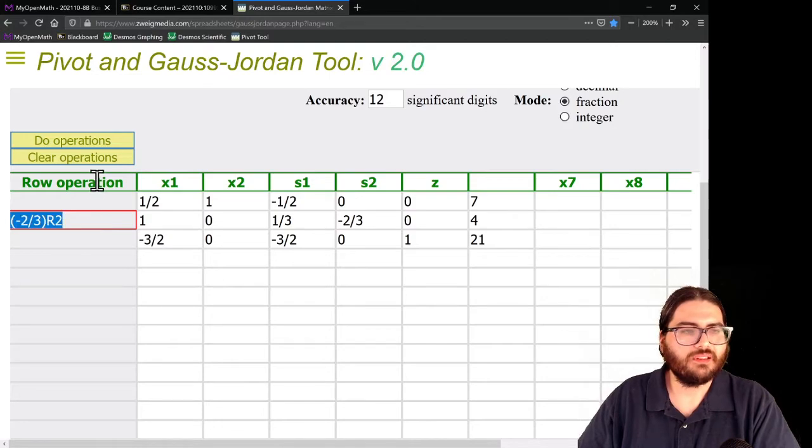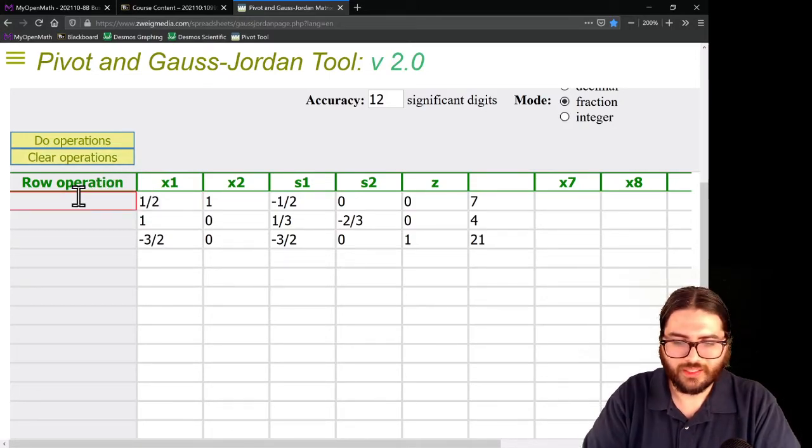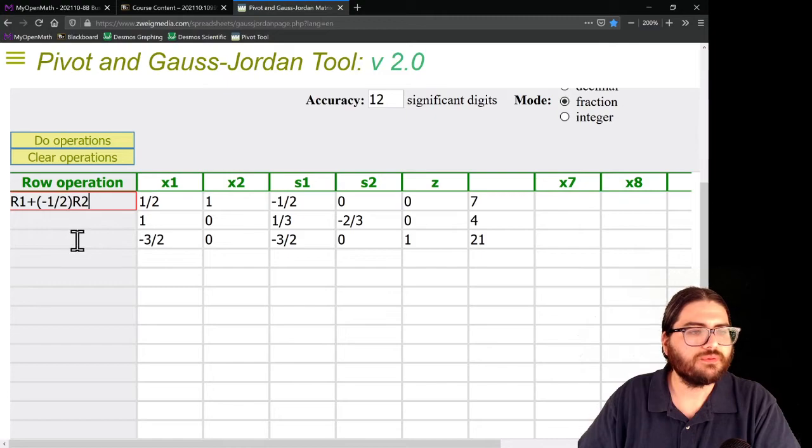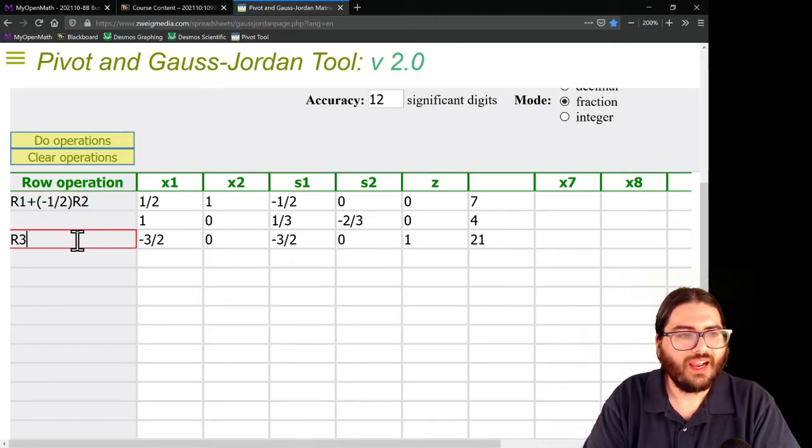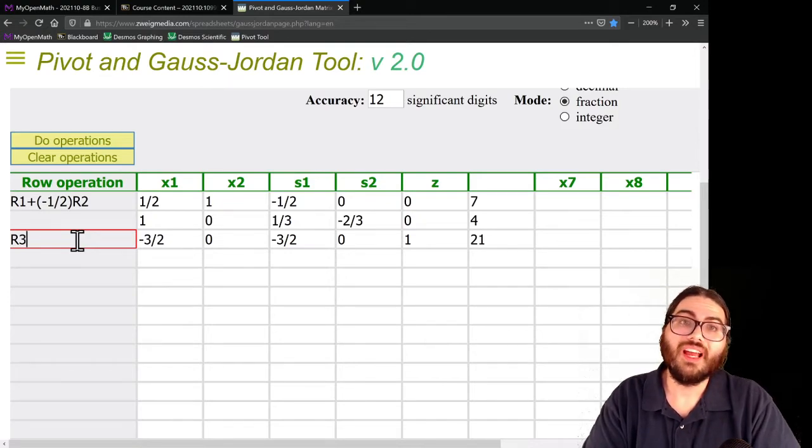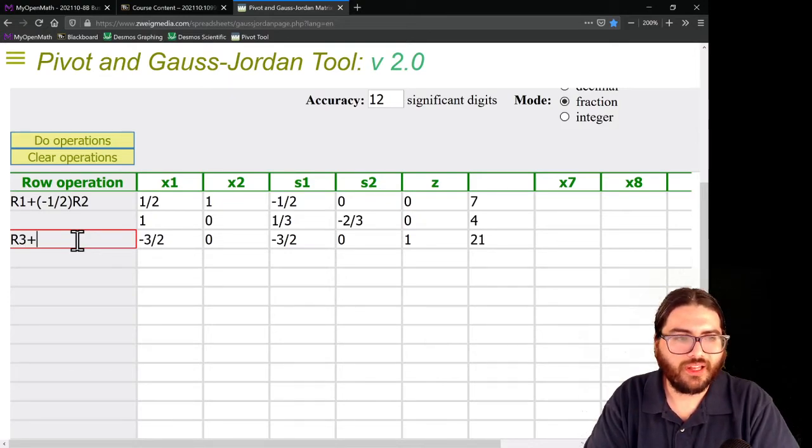Okay, now clear these out. I want to clear this one, so I need -1/2. Oh, sorry. You have to list the changing row first. Row 1 plus -1/2 row 2. I know I could have just written row 1 minus 1/2 times row 2. I'm just in a habit of always doing plus.